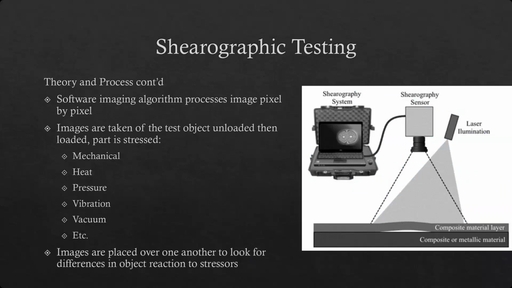And again, the images are taken with the object at rest and the object under stress. They're placed next to one another or on top of one another, and a computer goes pixel by pixel to analyze differences in order to create a kind of 3D map of what that surface looks like. Again, it's almost like a topographic type map of the surface.